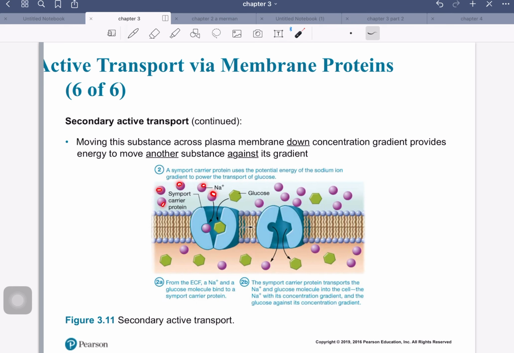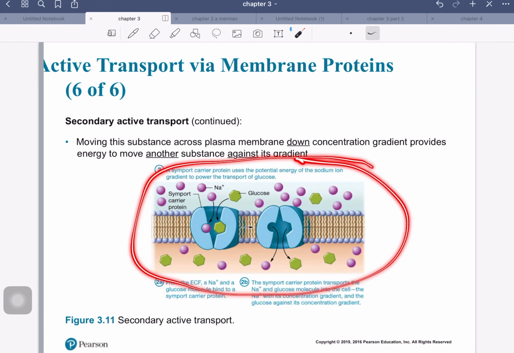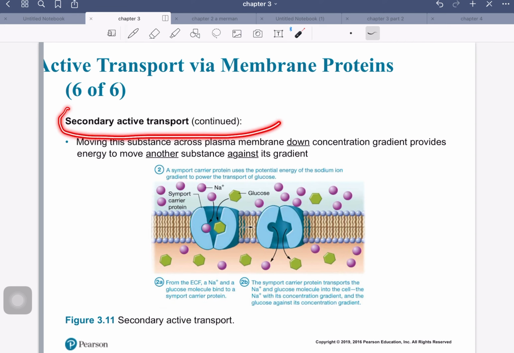Now I'm not using ATP directly for this one because I used ATP to put this out here. But since there's a lot of sodium out here, this allows sodium to bind to this carrier, allows glucose, and then I allow the glucose to come in and the sodium to come in. So no ATP is used in this phase. So I call this the secondary active transport.